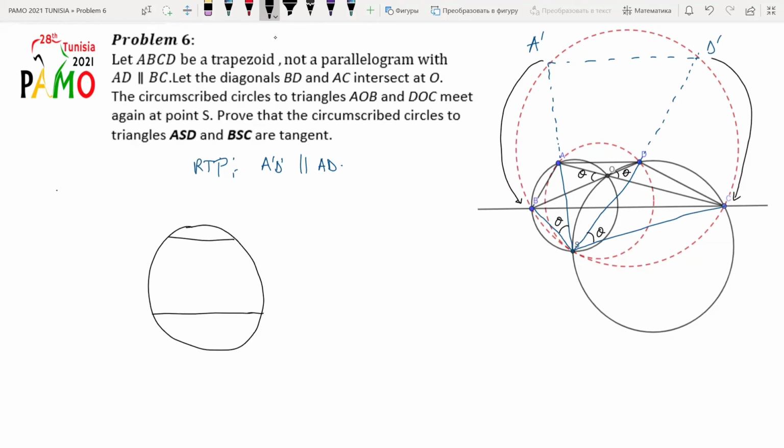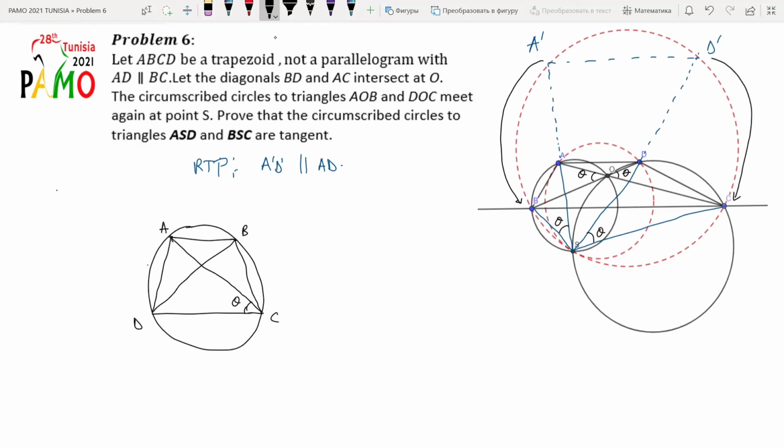Sorry, I'm using free-hand to draw this. So let's say this arc, let's call this ABCD. So this is a cyclic quadrilateral. Let's say this arc subtends angle theta, and this other arc BC still subtends angle theta.